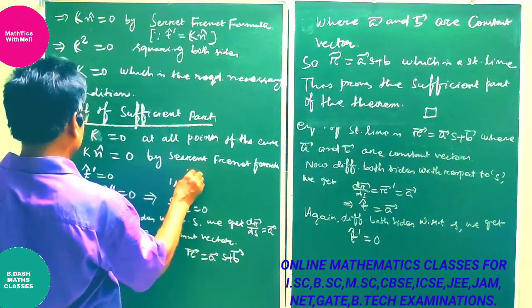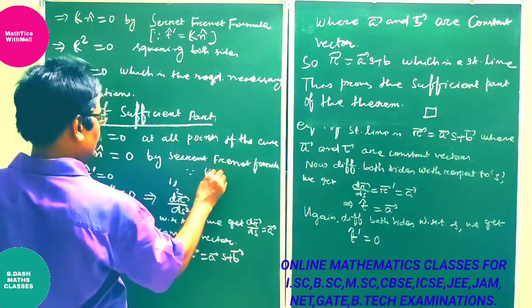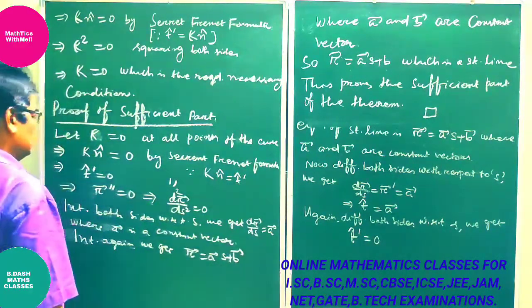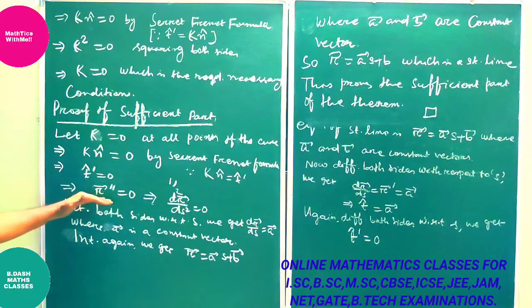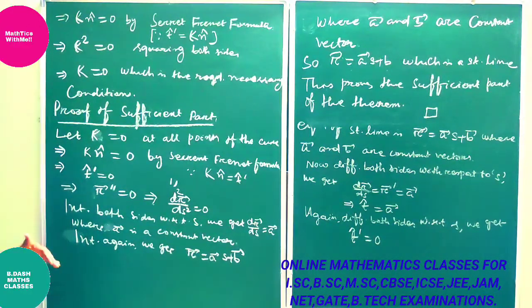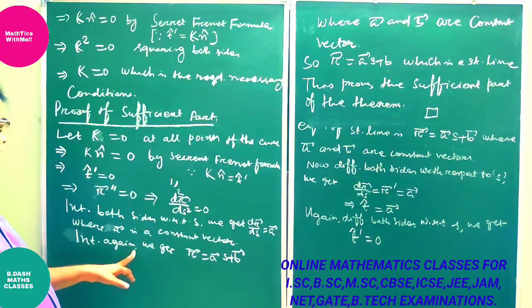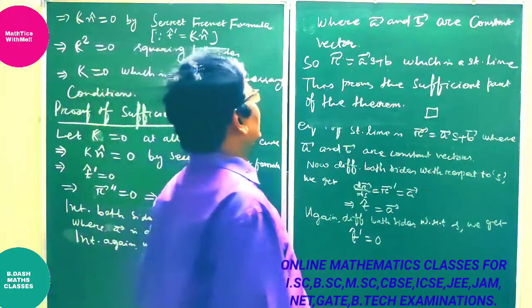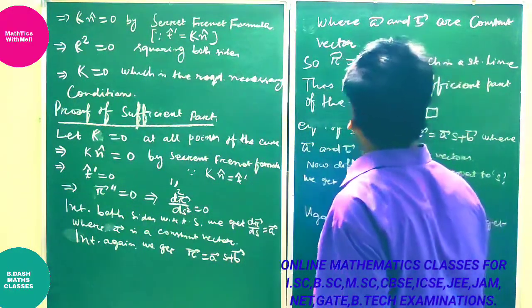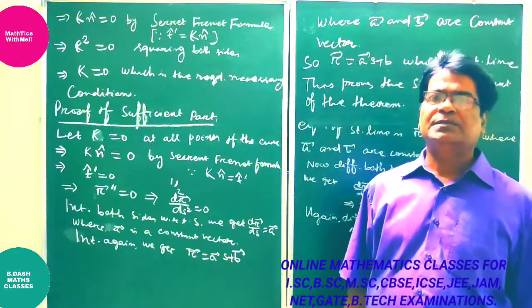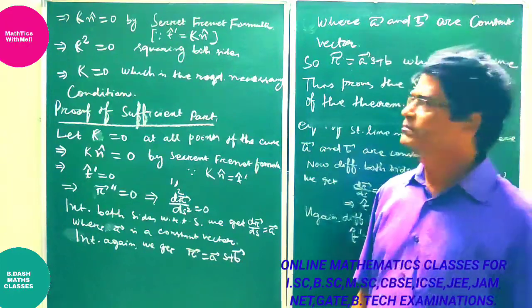Again, kappa n is equal to 0 by the Serret-Frenet formula, since kappa n cap is equal to T cap dash. Then vector r double dash is equal to 0, that is, d square r by ds square is 0. Integrating with respect to arc length s, we get vector r is equal to s a plus b, which is a straight line. So this proves the sufficient part of the theorem. The first theorem is now proved. Let us proceed to prove the next theorem.